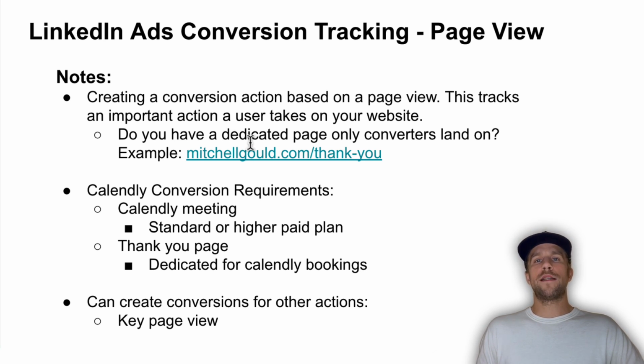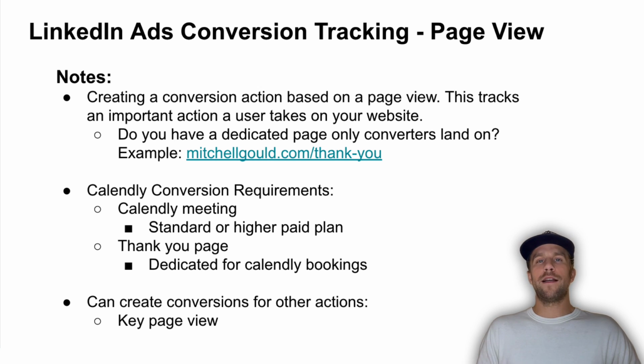There are other ways to set up conversion tracking, but the most simple way is to use a page view. So if they land on a particular page, we'll fire the conversion. So in this example, we're going to be doing this for Calendly. So if someone fills out my Calendly event, after that, they'll land on this thank you page, and that will fire the conversion event. If you're doing this with Calendly, you need the standard or higher paid plan, and you also need a dedicated page for someone to land on after they complete the Calendly form.